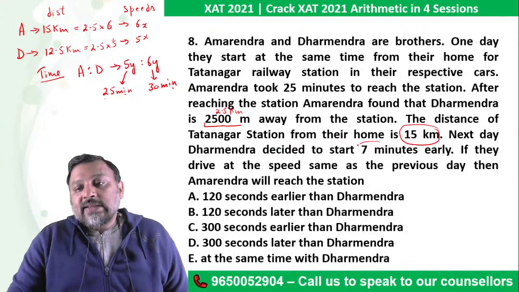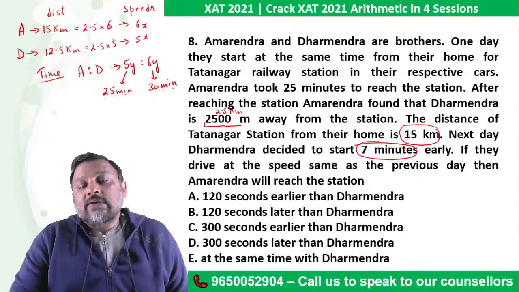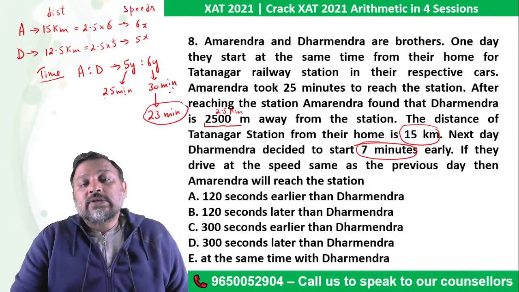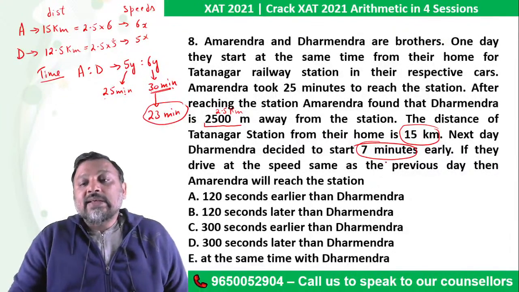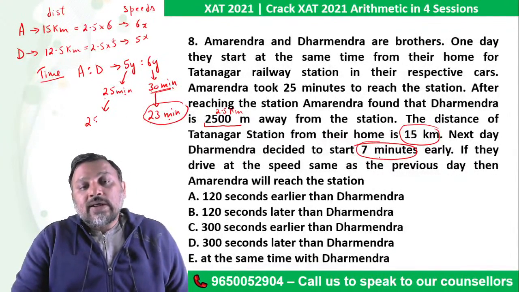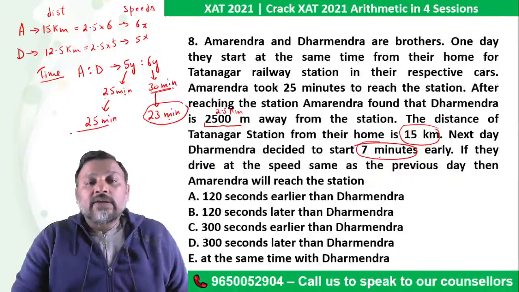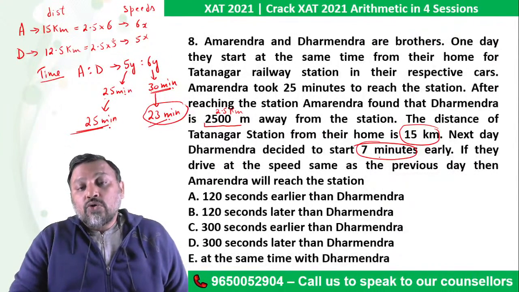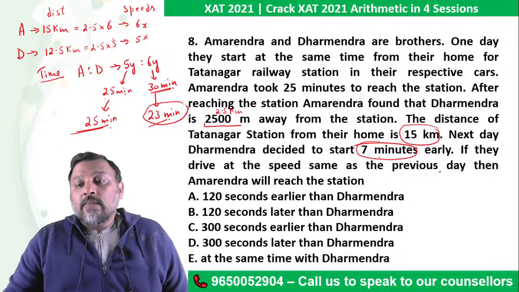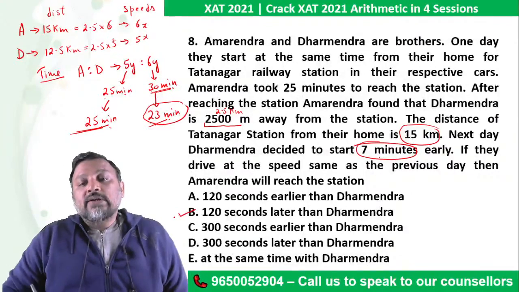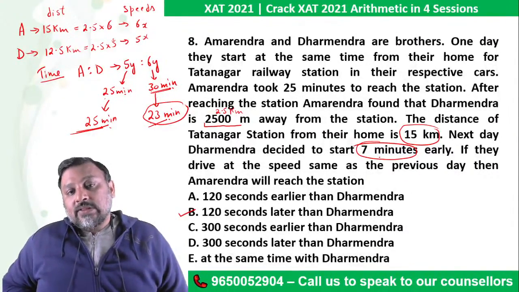So one day he is starting 7 minutes early. That means he will require another 23 minutes to reach, since he takes a total of 30 minutes and has started 7 minutes early, while Amarendra will take his usual time of 25 minutes. So he will reach after 25 minutes and Dharmendra after 23 minutes. Okay, which is 2 minutes before Amarendra. Or we can say Amarendra will reach 2 minutes after Dharmendra. 2 minutes, that means 120 seconds later than Dharmendra.